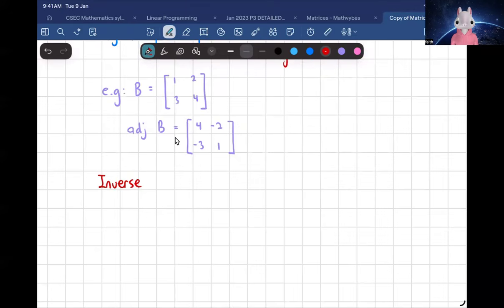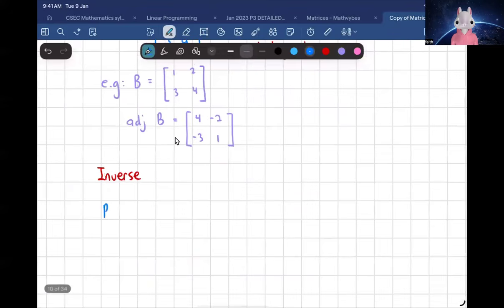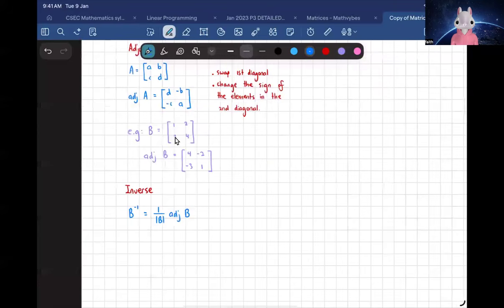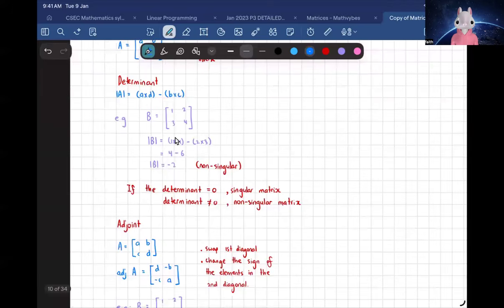How do you find the inverse of a 2 by 2 matrix now? If you want to find the inverse of matrix B, it's simply 1 all over the determinant, multiplied by the adjoint of the matrix. That's all. So, Adika, tell me, did we already find the determinant for matrix B? Yeah, it was minus 2.